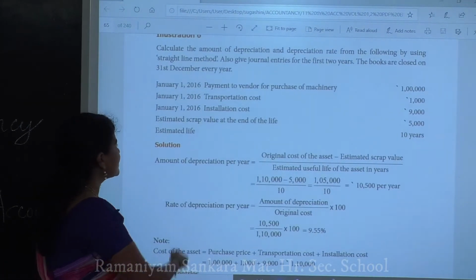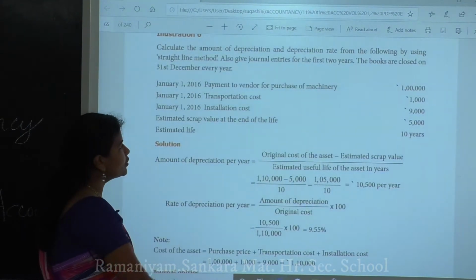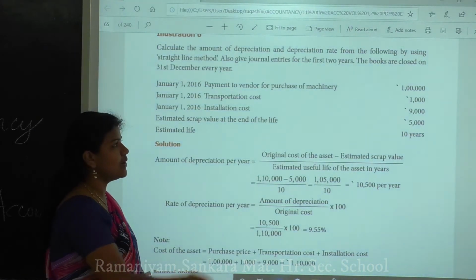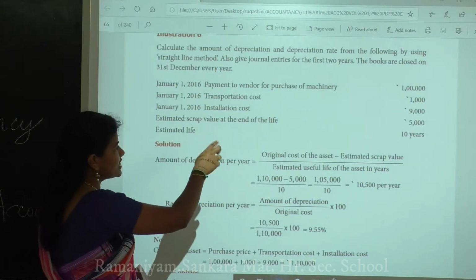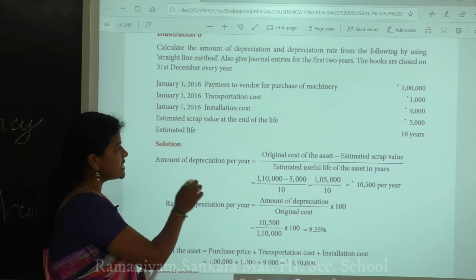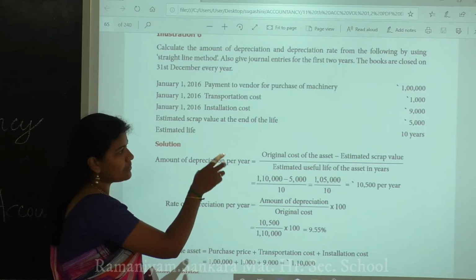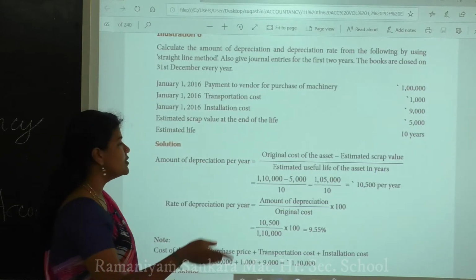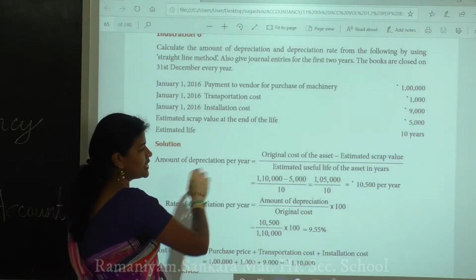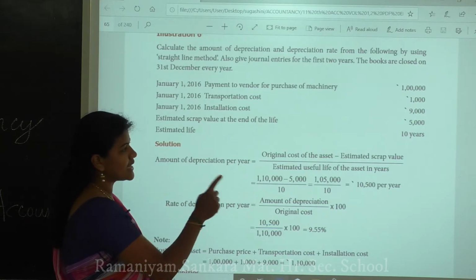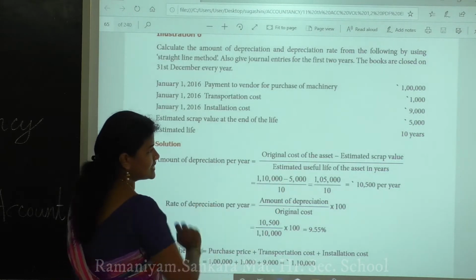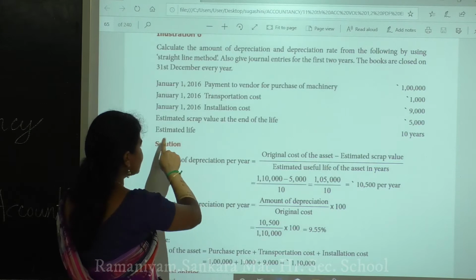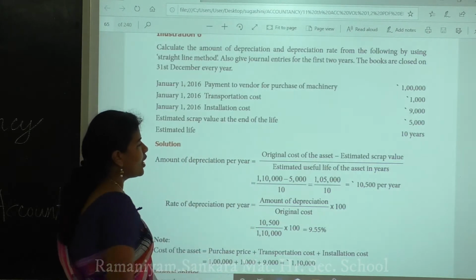Actually, this is January 1, 2016, payment to vendor for the purchase of machinery 1 lakh, and transportation cost is 1,000 and installation cost is 9,000. So 1 lakh plus 1,000 is 1 lakh 1,000, plus 9,000, 1 lakh 10,000. That 1 lakh 10,000 you have to write over here, and the estimated scrap value is 5,000. That 5,000 is here. Next, 10 years is the estimated life.